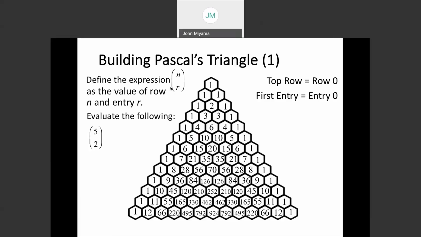Well, row 5 is this row that starts with a 1 and is followed with a 5. Entry 2 is actually going to be the third entry in the row because we're defining the value of that 1 at the start of the row as entry 0. So this comes out to equal 10, which also happens to be the value of 5C2, the number of combinations of 5 things taken 2 at a time.